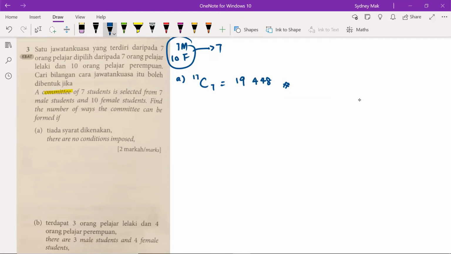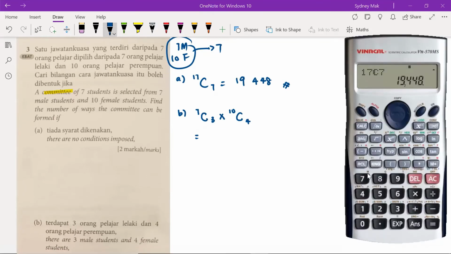There are 3 male students and 4 female students. So it's more specific. So 3 male students. Out of 7 male, we choose 3 male. So 7 choose 3, followed by 10 female, we choose 4. Okay, so with that, let's key in the calculator 7C3 followed by 10C4.